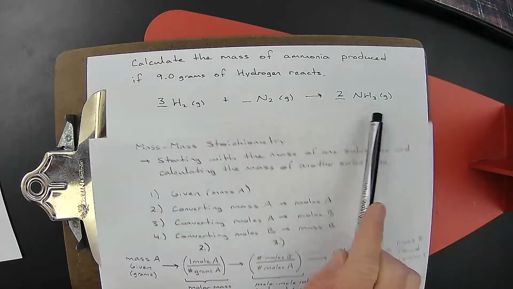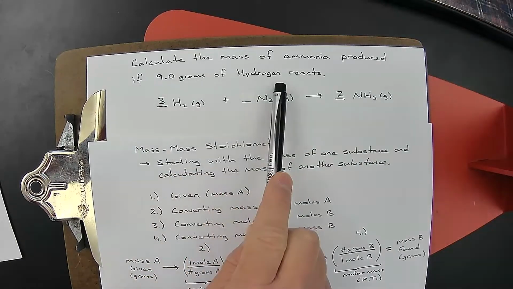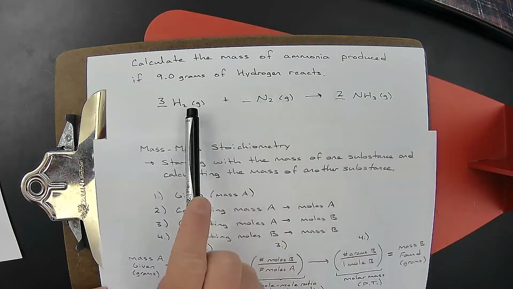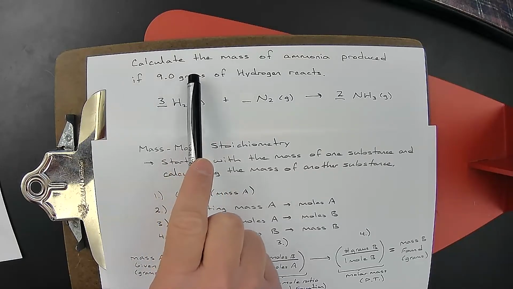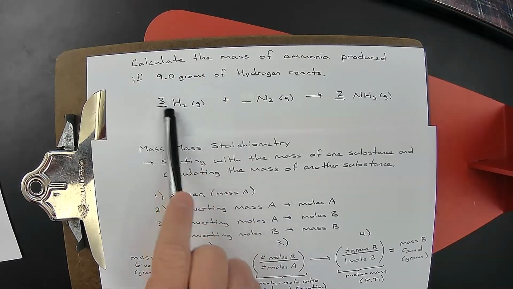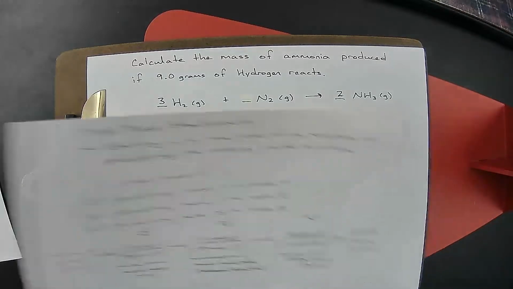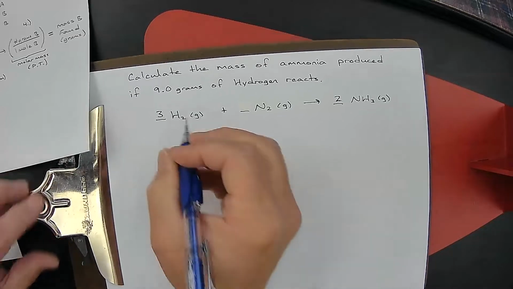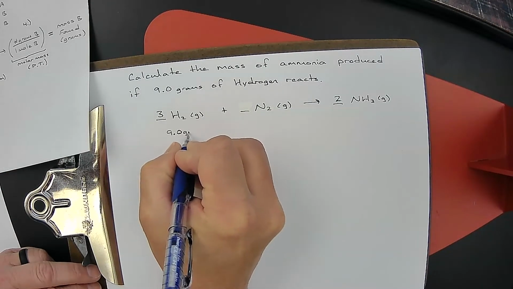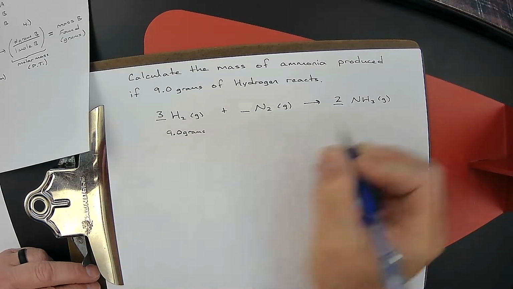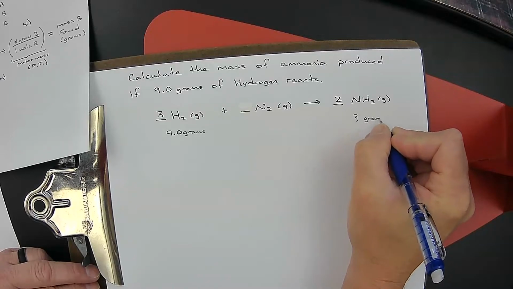Calculate the mass of ammonia, NH3 is ammonia, produced if 9 grams of hydrogen reacts. So that means we're starting with 9 grams of hydrogen, and if we react 9 grams of hydrogen, how many grams of ammonia is going to be produced? So what this looks like is we're starting with 9.0 grams of hydrogen, and we're asking how many grams of ammonia.